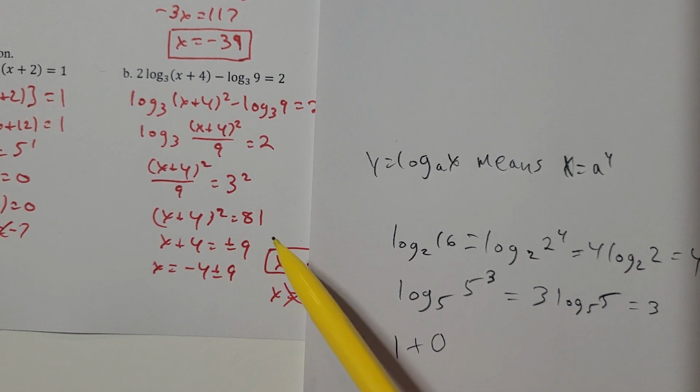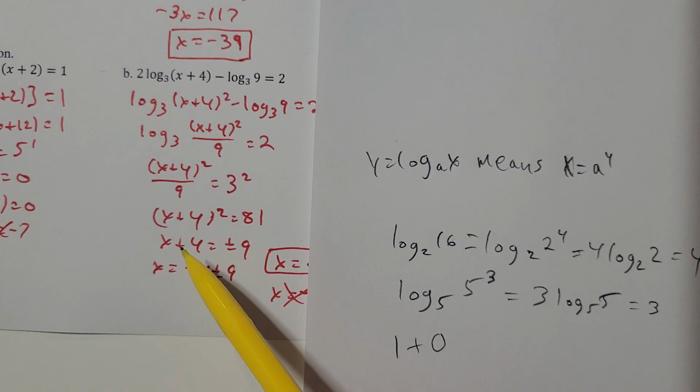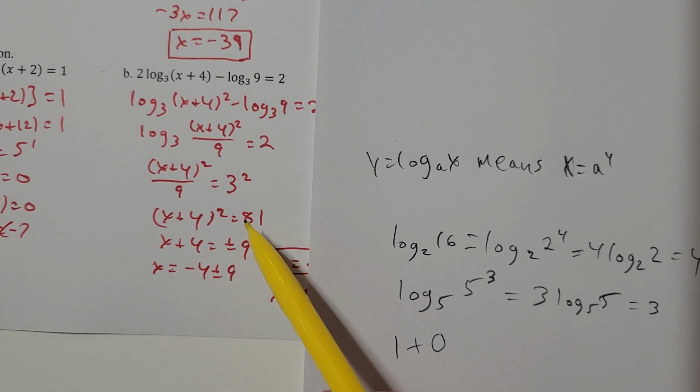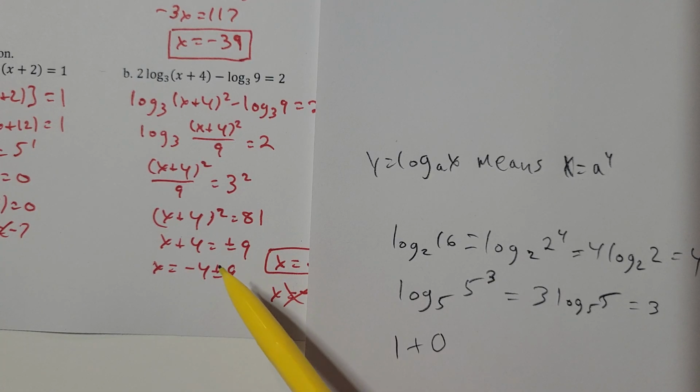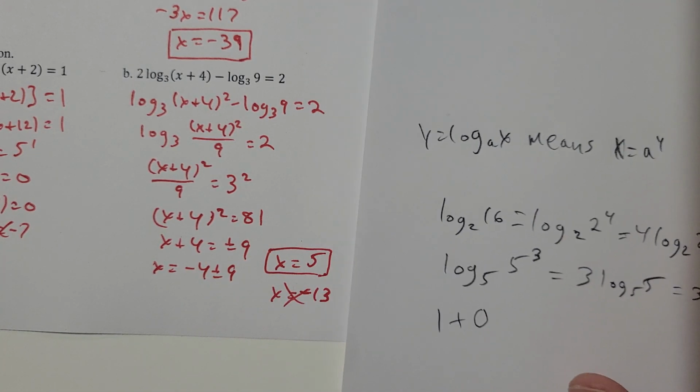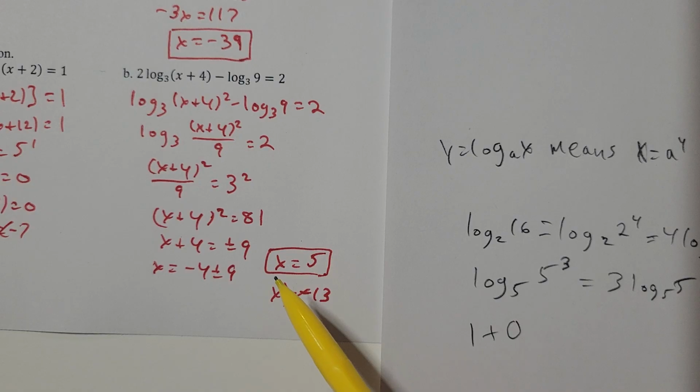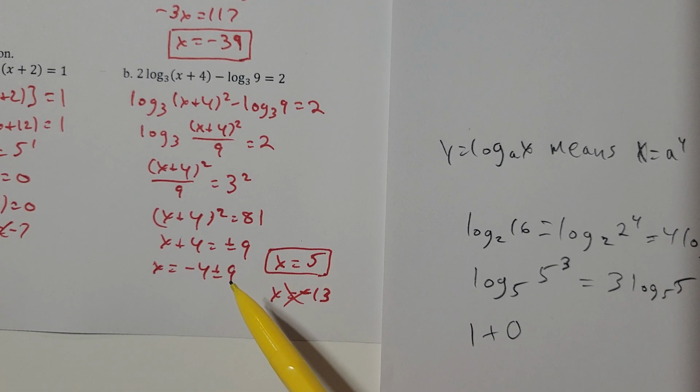Let me take the square root of both sides. x plus 4 would be plus or minus. The square root of 81 is 9. So then if I subtract 4, x would be 9 minus 4, which is 5. And then negative 9 minus 4 is negative 13. Okay, I need to check those.